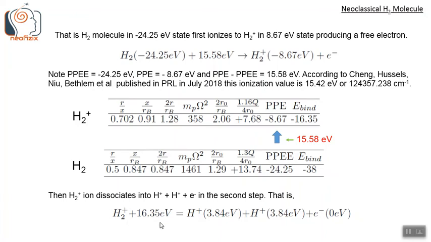This happens in the second step. That is, to this hydrogen molecular ion, if we supply 16.35 electron volts, as seen here, this is the binding energy of the H2 plus shown in this table. So when we supply 16.35 electron volts to this hydrogen molecular ion, we get 2 protons out and 1 free electron out. It is a completely dissociated state, and the protons carry these 3.84 electron volts each. We saw this reaction earlier. It's the same reaction.